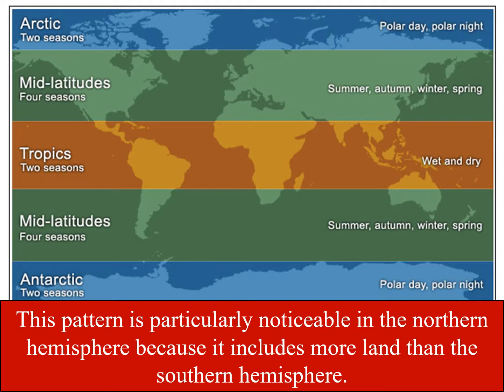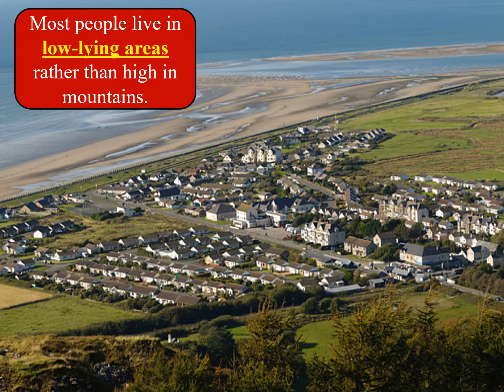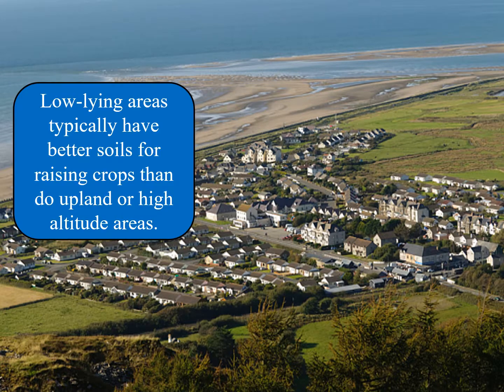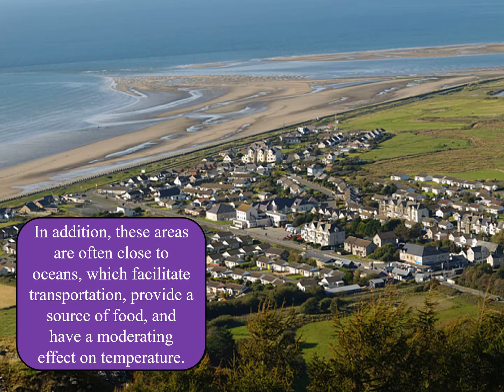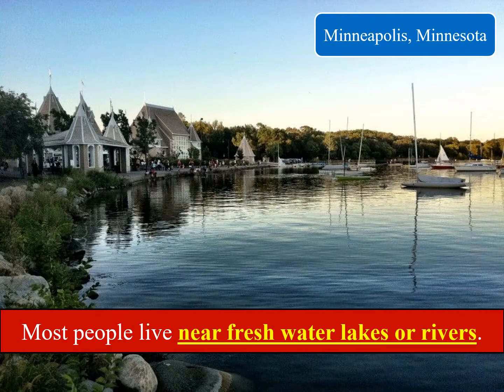So the reason why most humans live in the northern hemisphere is because there's not much of that land in the mid-latitudes in the southern hemisphere. Most people live in low-lying areas rather than high in the mountains, again because it's more advantageous for human agriculture. Low-lying areas typically have better soils for raising crops than do upland or high-altitude areas. In addition, these areas are often close to oceans, which facilitate transportation, provide a source of food, and have a moderating effect on temperature. Most people live near freshwater lakes or rivers.